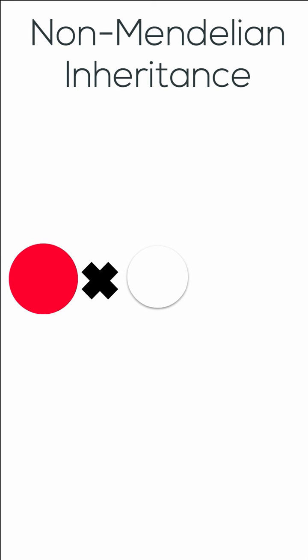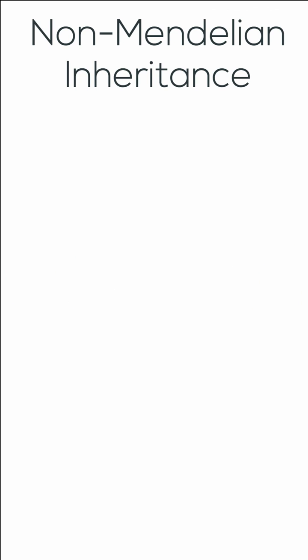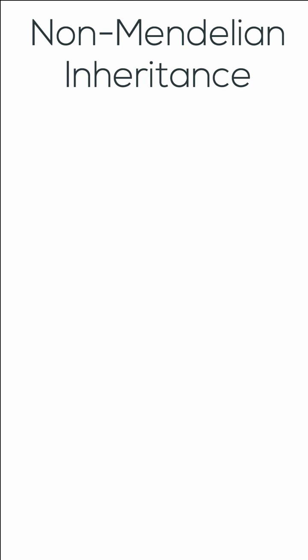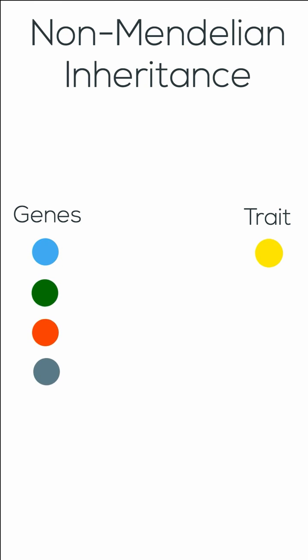First, incomplete dominance describes when the heterozygous phenotype is an intermediate form of both homozygous phenotypes. Second, codominance is when a phenotype is the mix between the two homozygous phenotypes. And finally, polygenic traits are traits controlled by multiple genes.